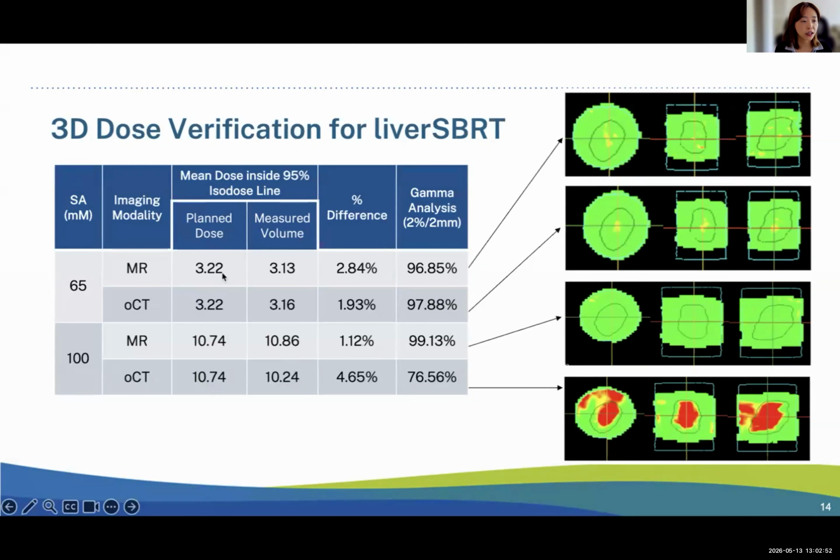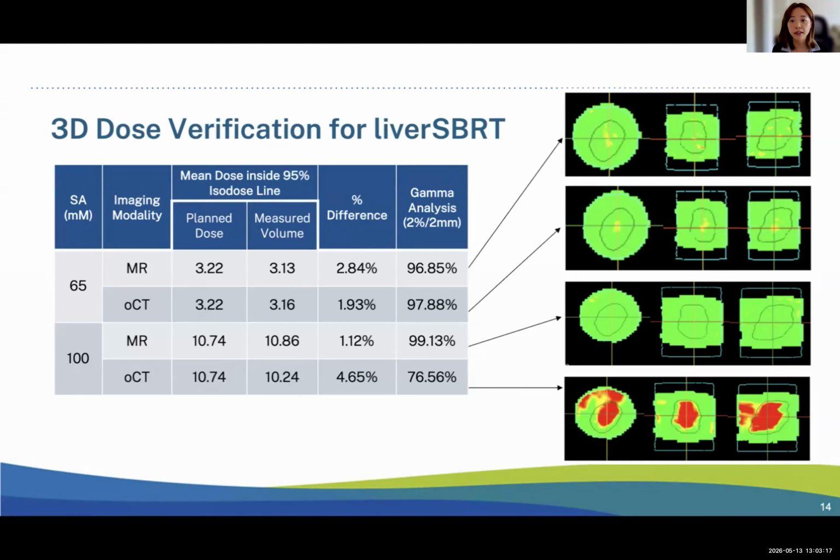As you can see here, the treatment planning system calculated the planned dose to be 3.22. For MR, the measured mean dose inside the 95% isodose line was 3.13, leading to a percent difference of 2.84%. For the optical CT measured gel volume, it was 3.16, leading to a percent difference of 1.93%.